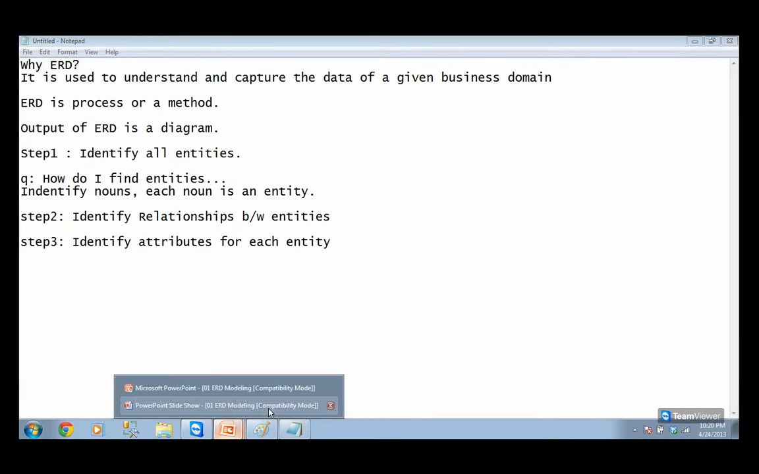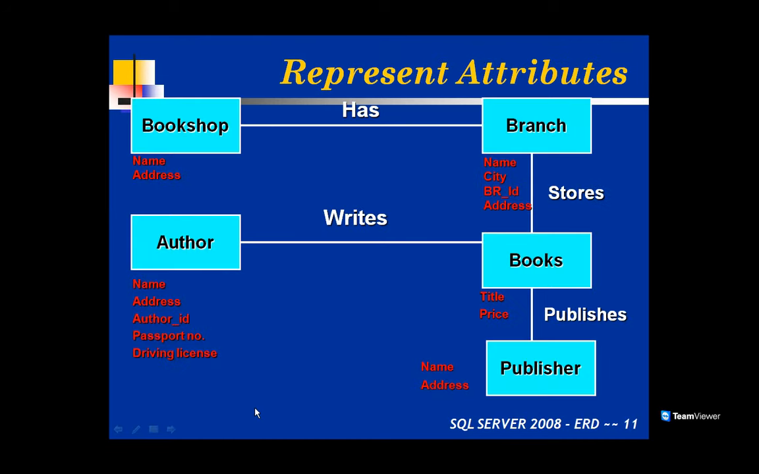Then you have to draw like this: name, address, and all these you have to keep like this. I have written only a few attributes, but you have to identify as much as possible for each and every entity. Clear? So you have to list them below the entity in the diagram. If you take publisher, publisher name, publisher ID, publisher address, publisher telephone number, all of them you have to include. So this is step number three.